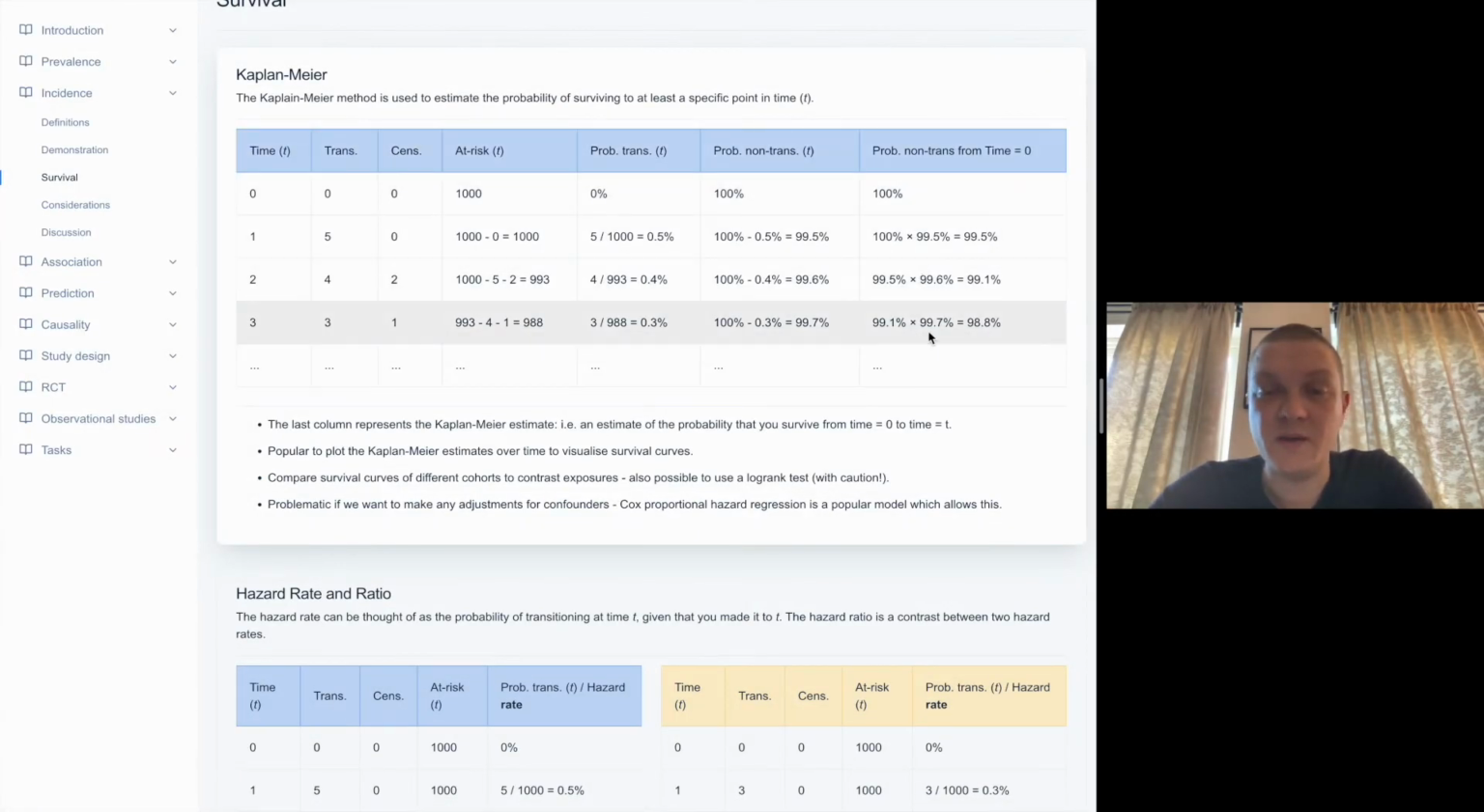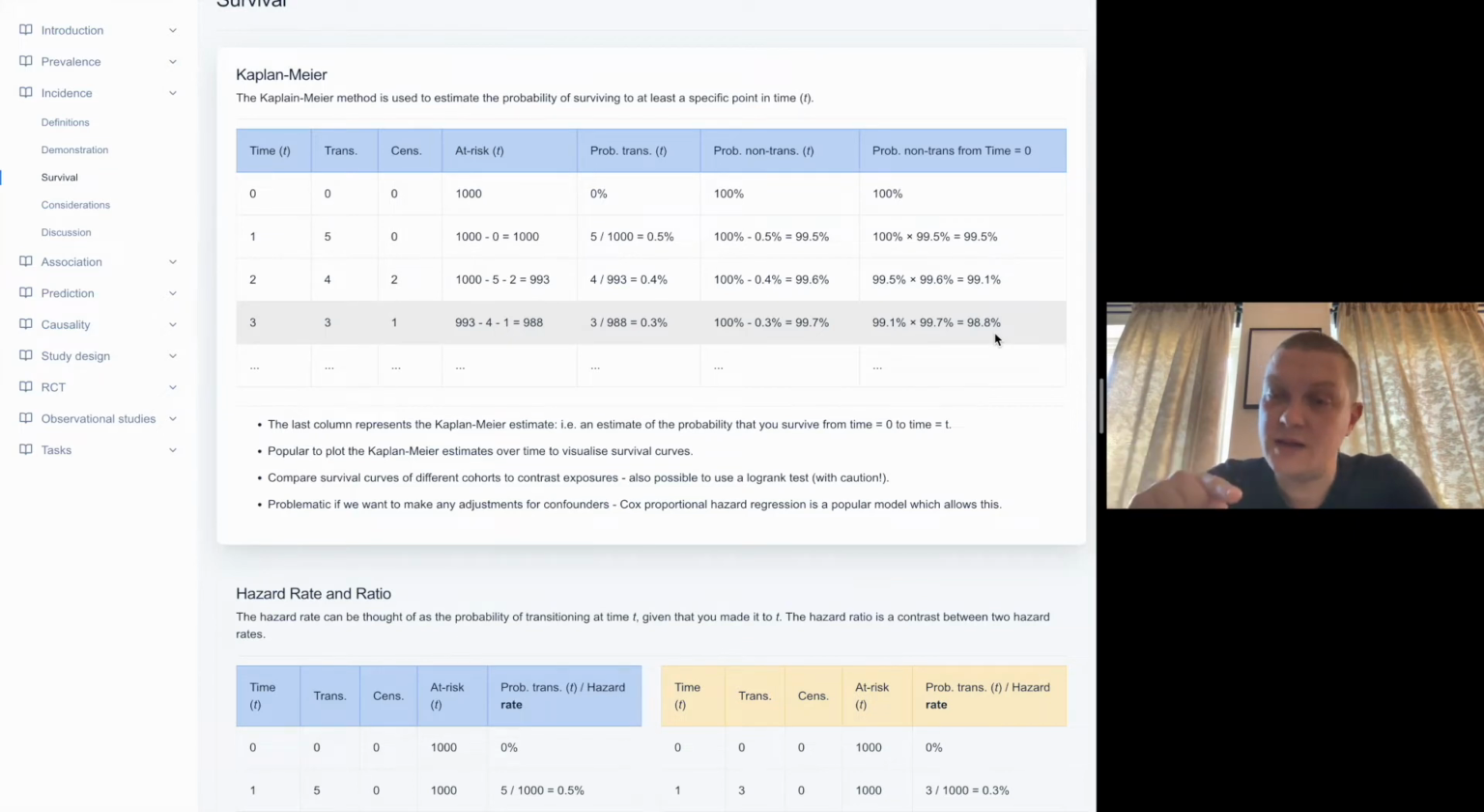This last column here represents what we call the Kaplan-Meier estimate. It's an estimate of the probability that you survive from time 0 to time 1. So you see, you could actually plot these survivals: 100%, 99.5%, 99.1%, 98.8%. So you could plot them. And these are popular to plot because you get these Kaplan-Meier curves, or survival curves, as we've called them before. And you could visualize them.